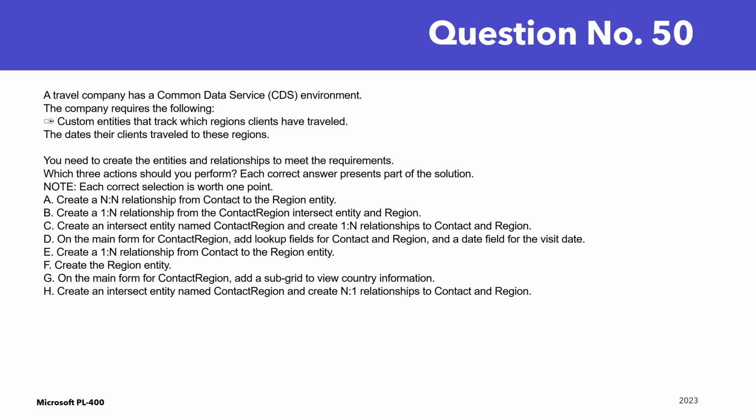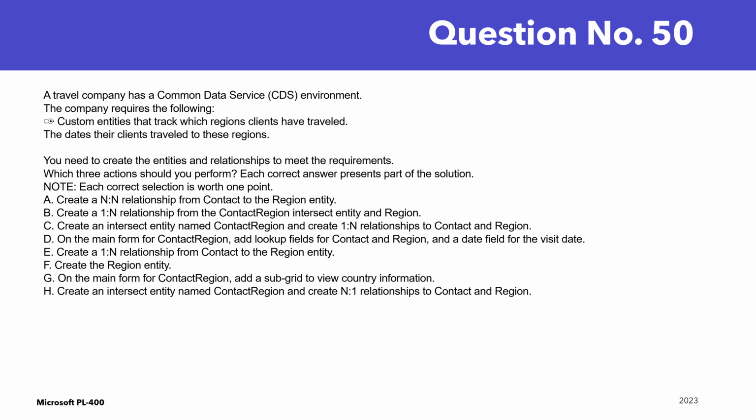A travel company has a Common Data Service, CDS, environment. The company requires custom entities that track which regions clients have traveled to, and the dates their clients traveled to these regions. You need to create the entities and relationships to meet the requirements. Which 3 actions should you perform? Each correct answer presents part of the solution. Note, each correct selection is worth 1 point.